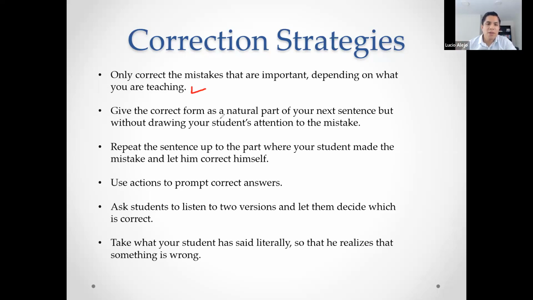Number 2: give the correct form as a natural part of your next sentence, but without drawing your students' attention to the mistake. Yes. And what do you think about this second tip, guys? Agree or disagree? What do you think? Agree. Why?